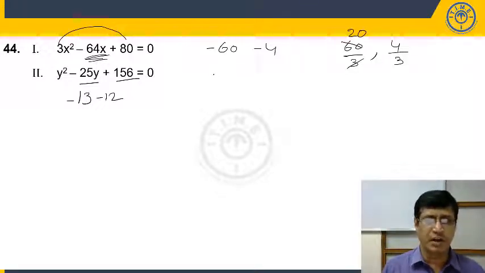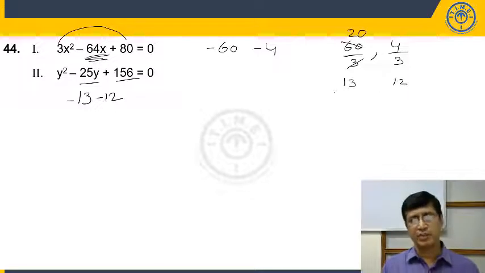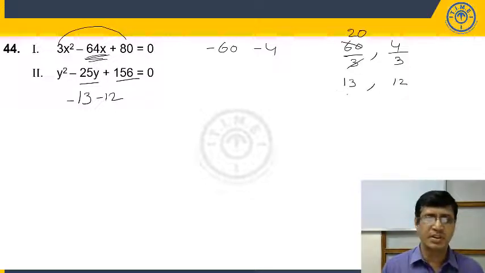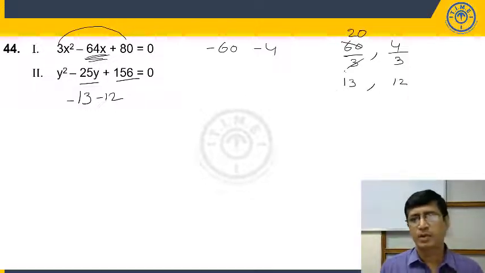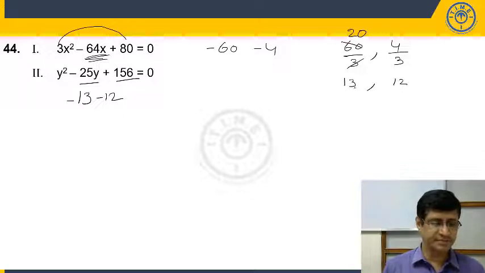So the same numbers with opposite signs, which means 13 and 12, divided by the coefficient of y square. The coefficient of y square here is 1. So what is the relation? How are these related? Just look at it. Yes, my dear students, how is it related?